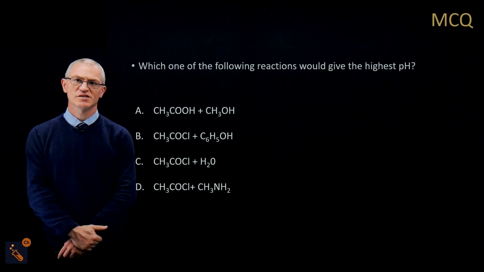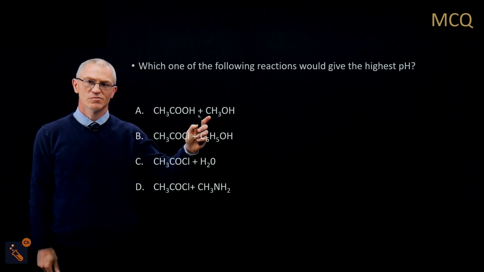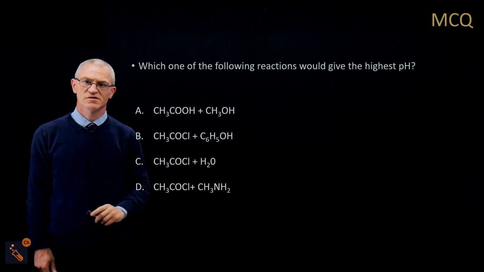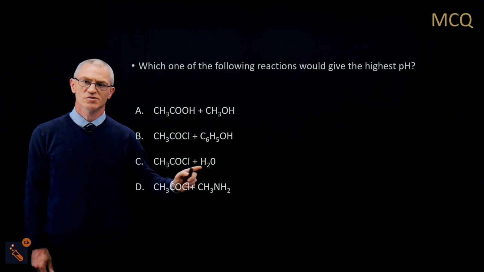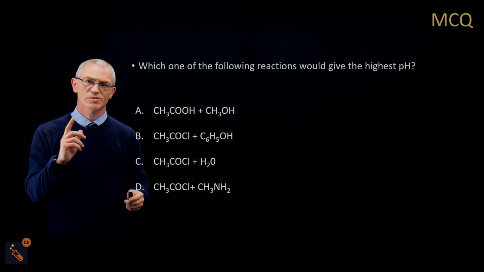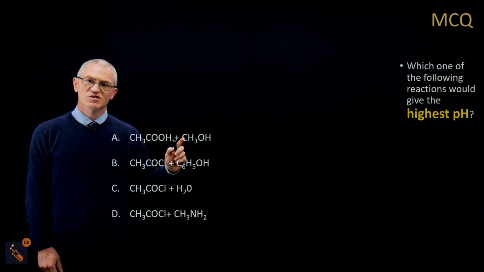So let's do our next MCQ exam style question. Remember, you can do these before I explain the answer. So let's have a look. Which one of the following reactions would give the highest pH? You've got here a carboxylic acid plus an alcohol, an acyl chloride plus phenol, an acyl chloride plus water, and then an acyl chloride plus a primary amine. So let's first of all get some space, and then let's look at the products of each of those.